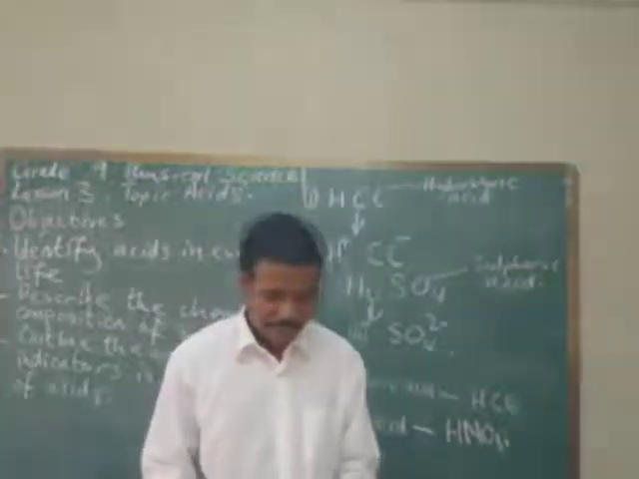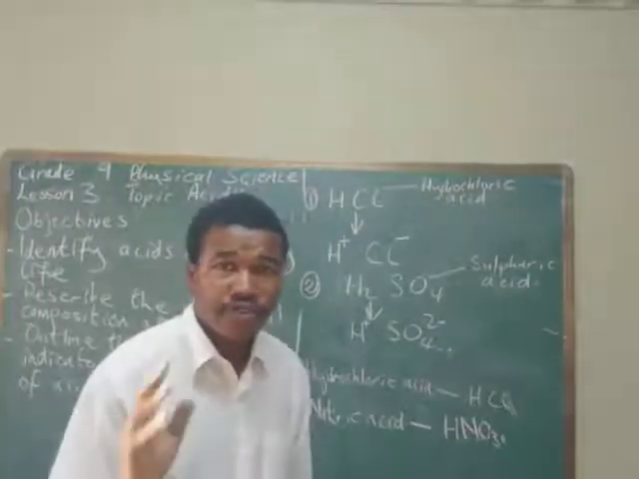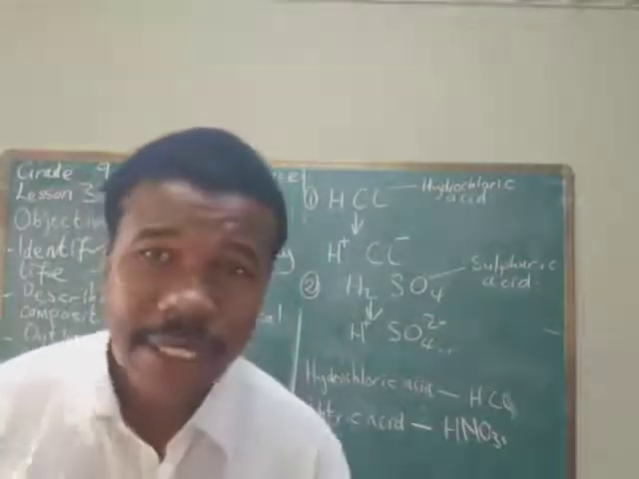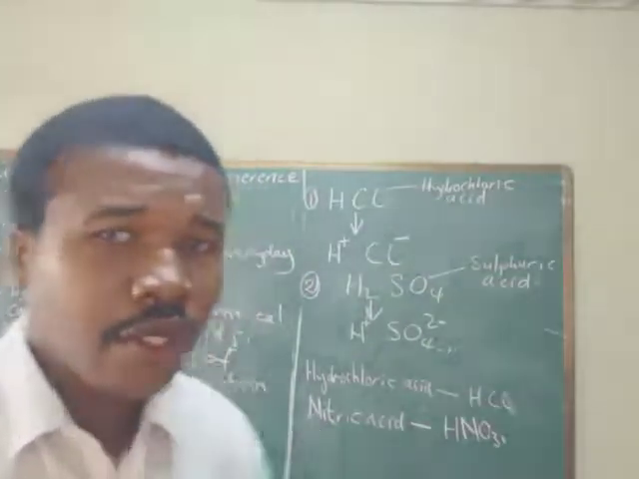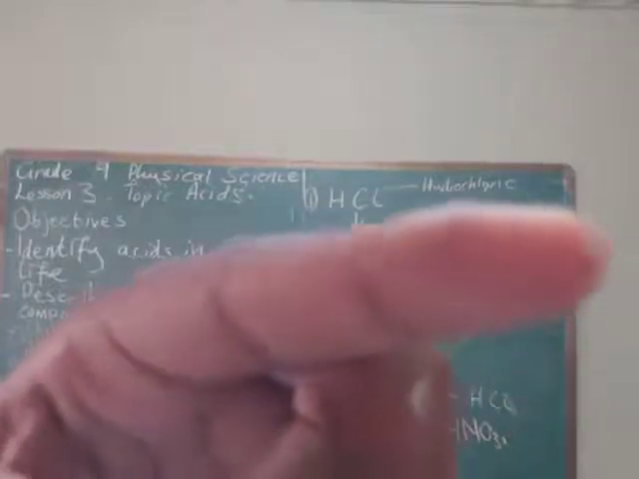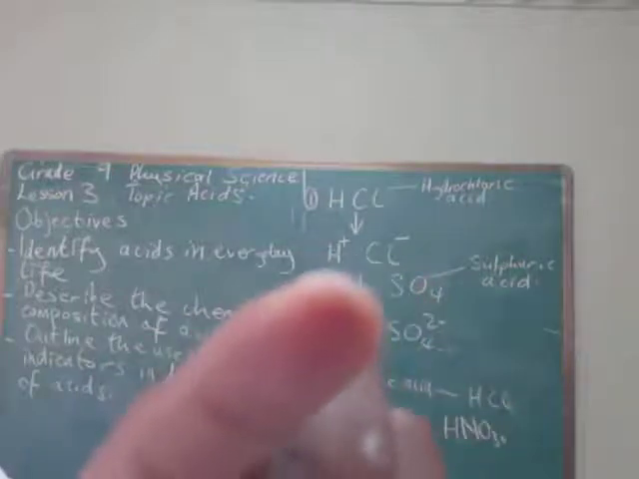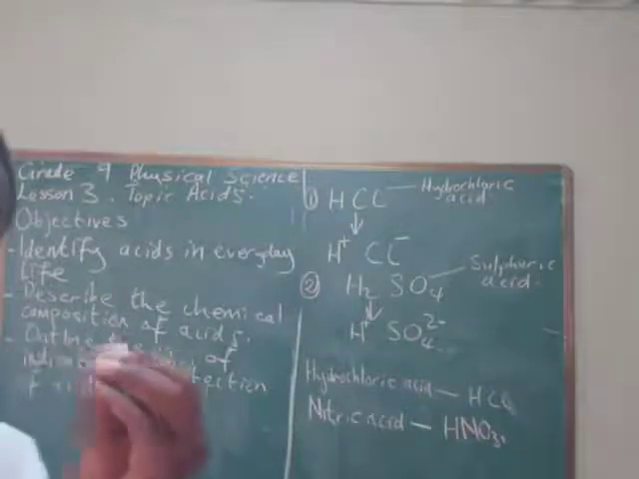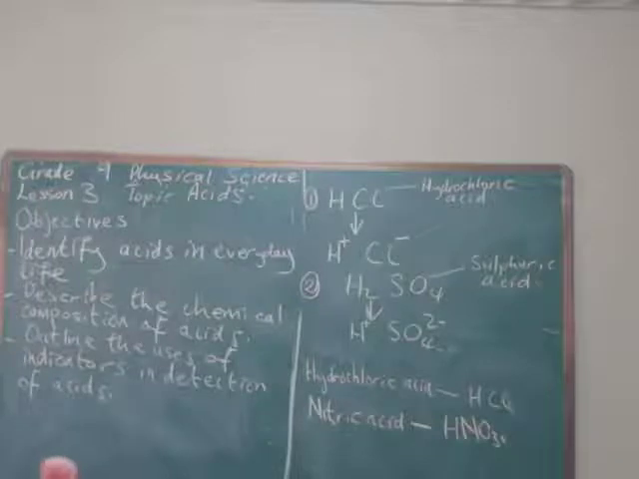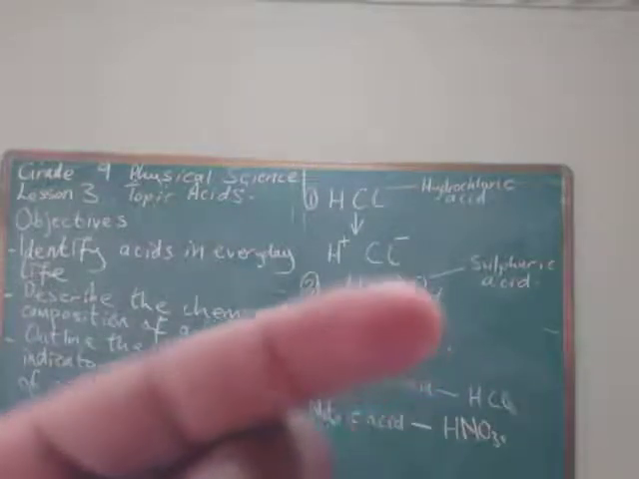Okay, so welcome back again. You now have managed to write down your hydrochloric acid, and having written it down, you are able to observe how that hydrochloric acid is breaking down, and you now have the H plus and the Cl minus, right? When the hydrochloric acid decomposes, you are left with the hydrogen ion, H plus, and then you also have the chlorine ion.